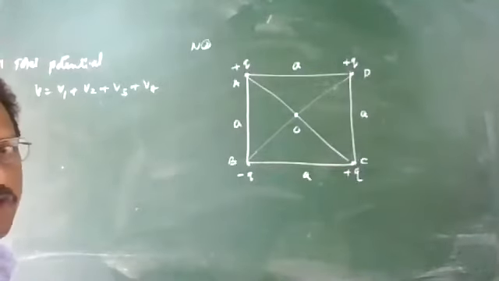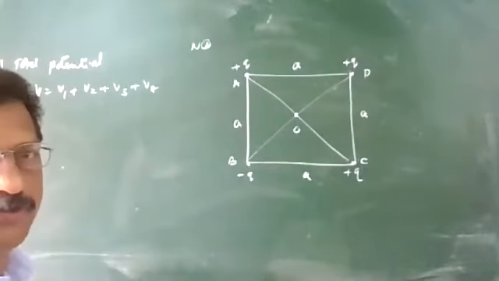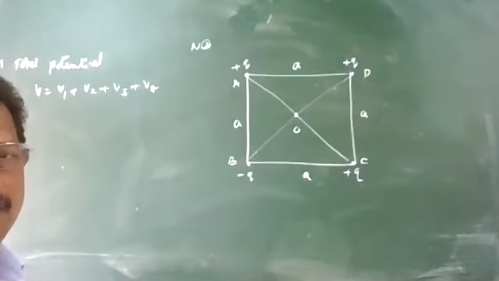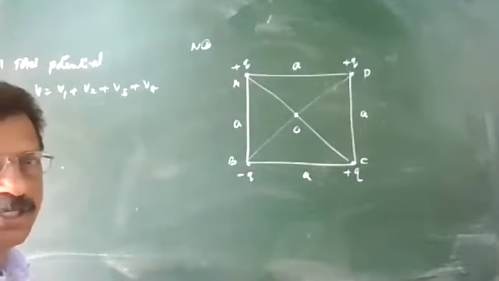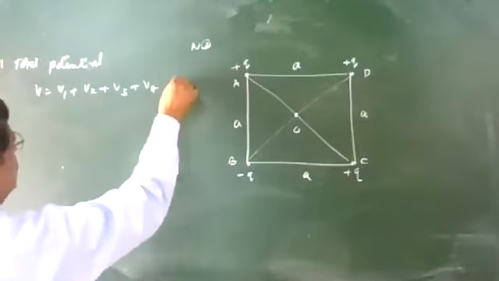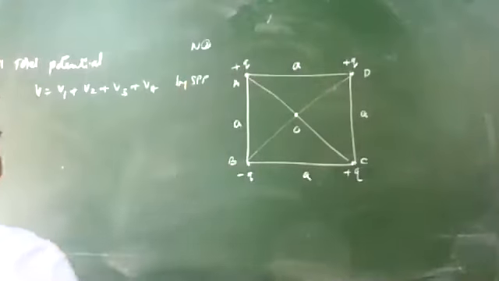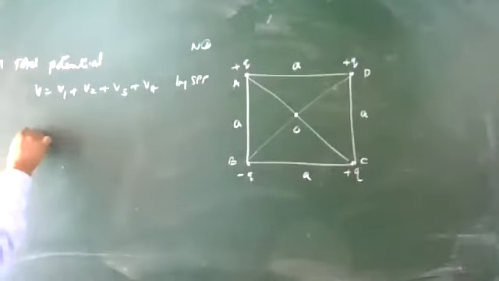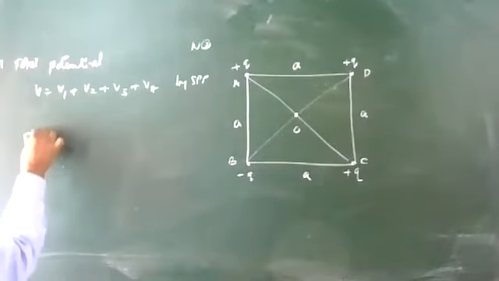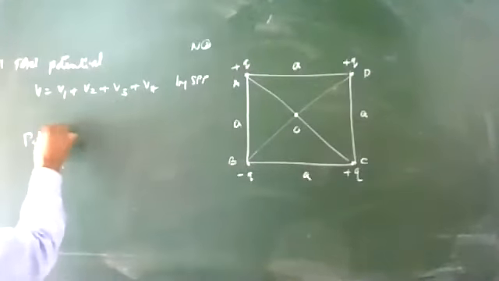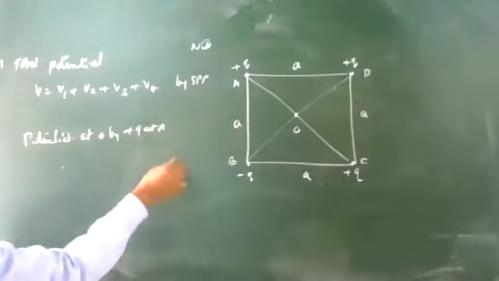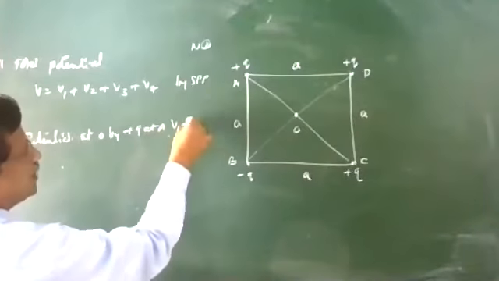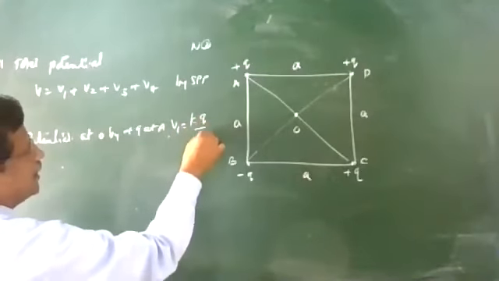Okay. 4 charges: V1 plus V2 plus V3 plus V4. V1 at point A, V2 at point B, V3 at point C, D, like this you can recognize. So this is by SPP. You have to take the algebraic sum. Second point, potential, write separately. Potential at O by plus Q, which is at A, that is marked as V1. Value is equal to KQ divided by A.